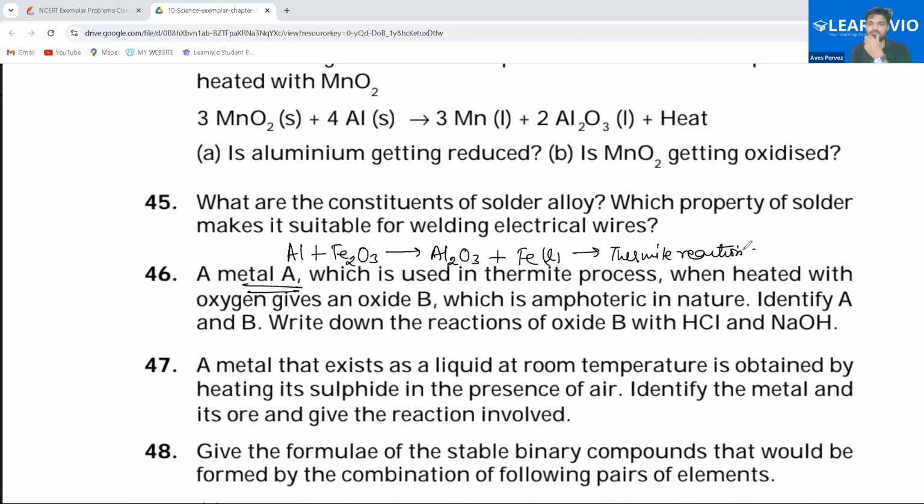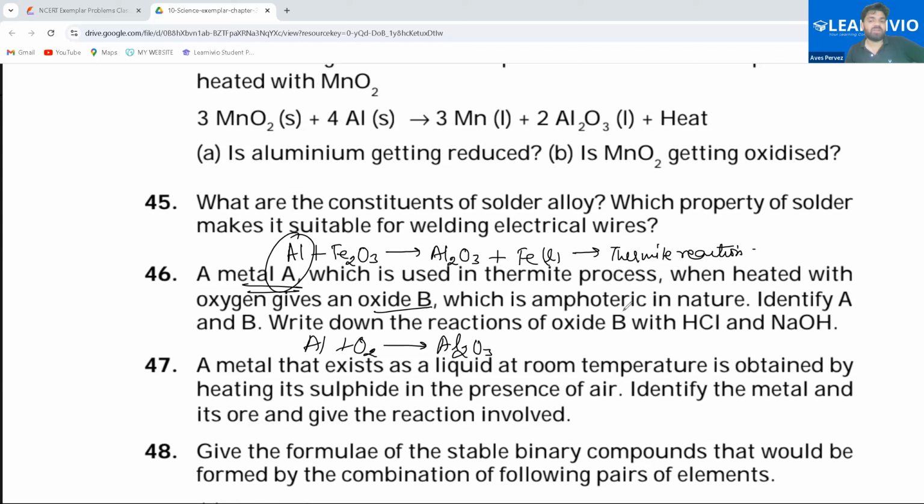Sir, what is the answer? A is aluminium because it is the element used in the thermite process. When heated with oxygen, it gives oxide B. So aluminium when heated will directly react with oxygen and give you Al2O3.